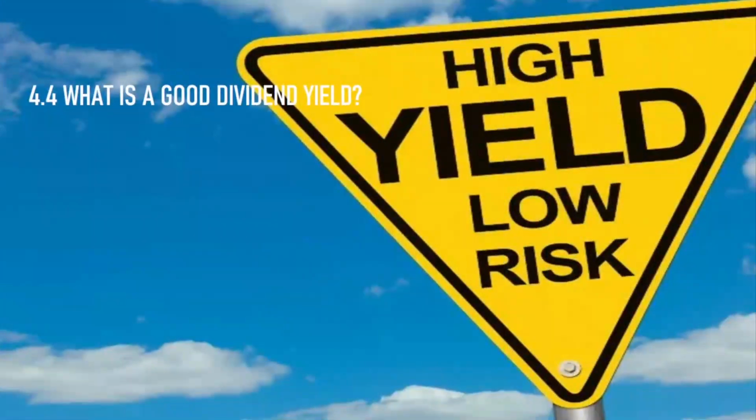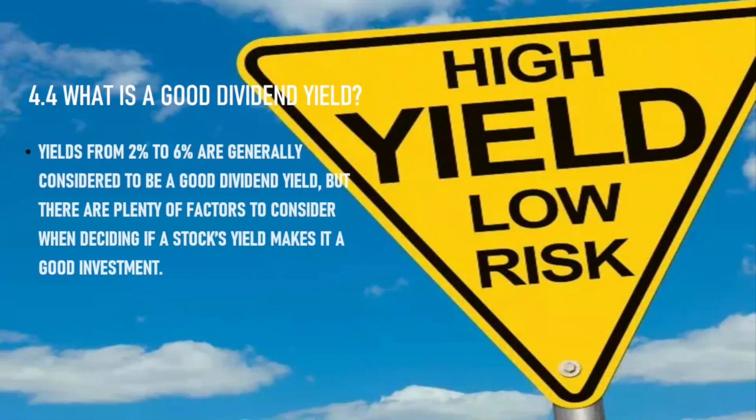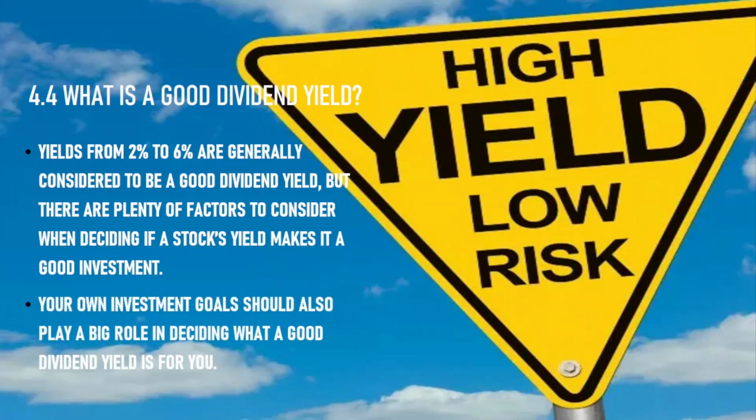What is a good dividend yield? Yields from 2% to 6% are generally considered to be a good dividend yield, but there are plenty of factors to consider when deciding if a stock's yield makes it a good investment. Your own investment goal should also play a big role in deciding what a good dividend yield is for you. If you are retired or approaching retirement age, you may be looking to build a portfolio of income generating assets. Investors in this camp prefer dependable, sustainable dividend yields for the long term.